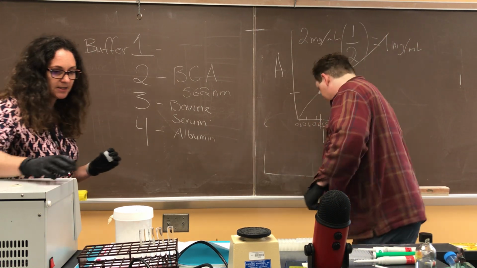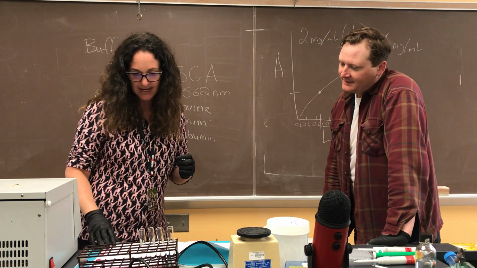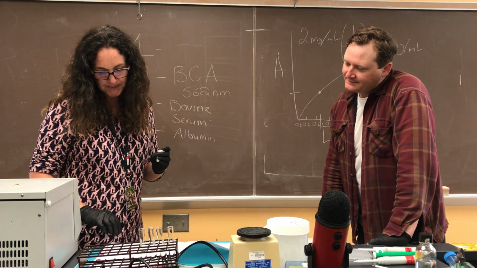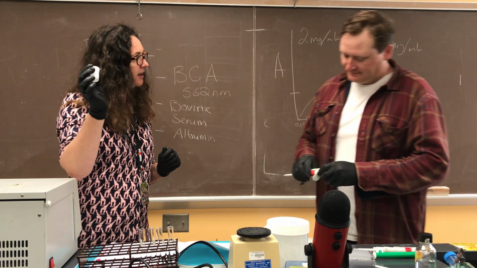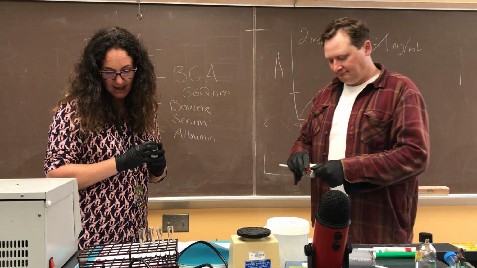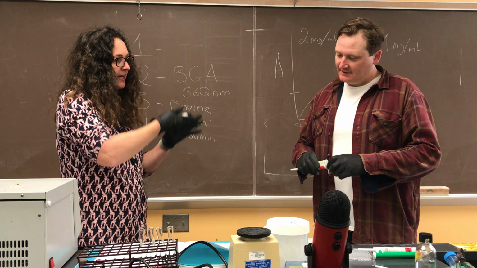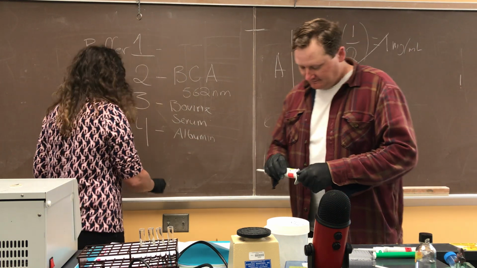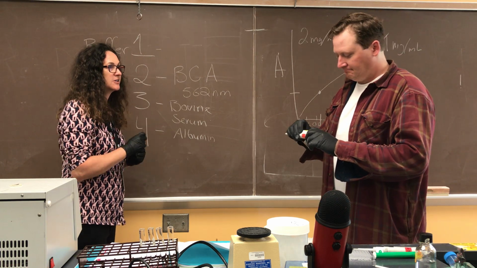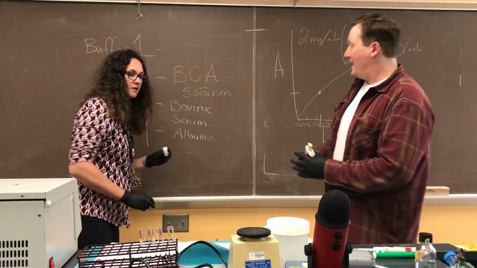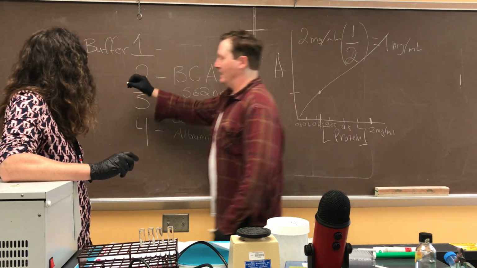All right, so if you look in your protocol on page 3, there is a table, and it starts with the stock solution of BSA, and you're going to take 100 microliters out of that stock and add it to 100 microliters of buffer, which is essentially a 1-to-1 dilution. And that would work out for the 1/2 dilution.